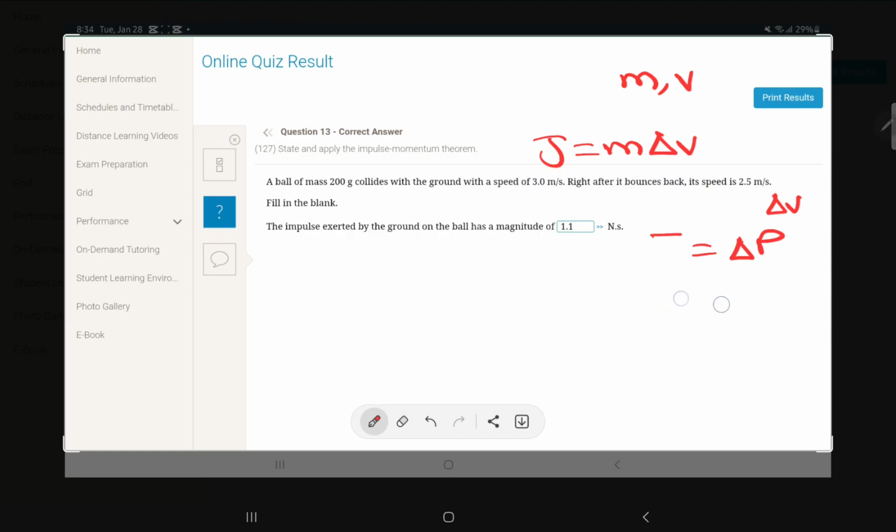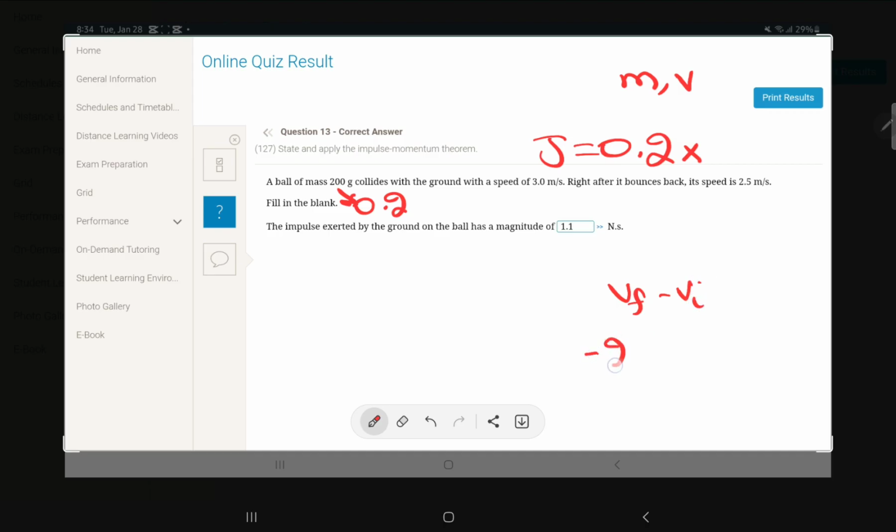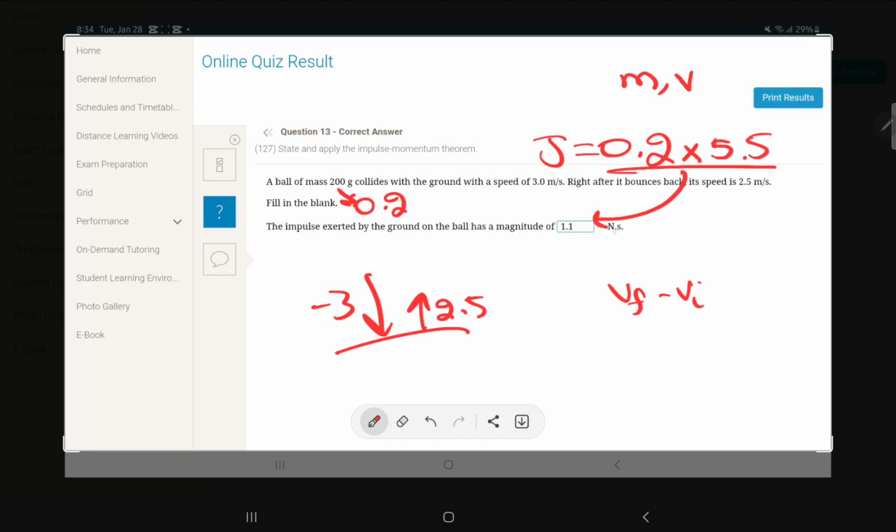So basically the mass, we can convert it to kilograms, 0.2, so 0.2 times delta v, v final minus v initial. v final is positive 2.5, because when we did it like this, we got negative 3 and then 2.5. We chose it to be positive, so 2.5 minus negative 3, minus minus is positive, so 2.5 plus 3 is equal to 5.5. So 0.2 times 5.5 and you will get 1.1.